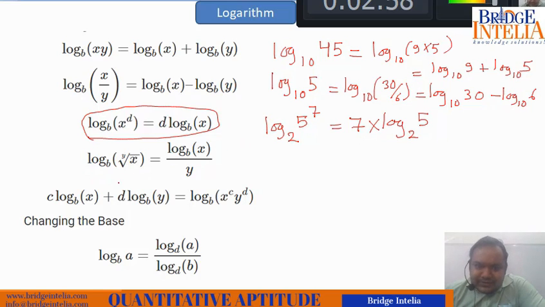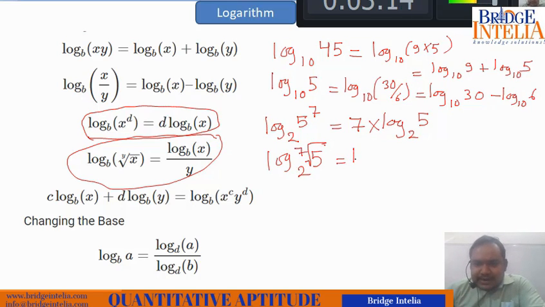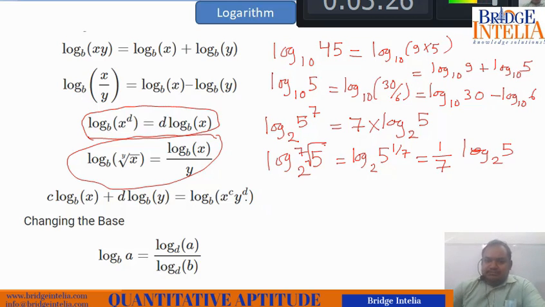This is the rule of surds. What does this mean? This means that if you are taking any root, an nth root, then how is that to be dealt with? Had this been the 7th root, this would have meant 5 to the power 1 by 7, and then you could have treated it just like you would have treated the exponent 1 upon 7. So these are the basic rules.